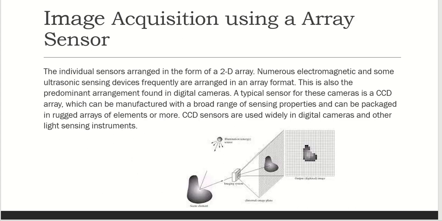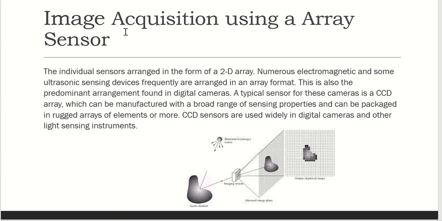Let's know image acquisition using an array sensor. Individual sensors are arranged in the form of a 2D array. A 2D array is a two-dimensional array. Numerous electromagnetic and some ultrasonic sensing devices frequently are arranged in an array format. This is also the predominant arrangement found in digital cameras. A typical sensor for these cameras is a CCD array, which can be manufactured with a broad range of sensing properties and can be packaged in rugged arrays of elements or more.